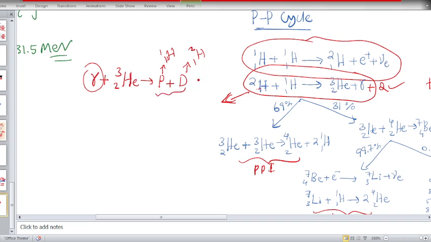You just have to calculate the difference in mass of this interaction and multiply that by 931.5 megaelectron volt, then you will get the energy required. So it is simple. It is just the opposite of this particular interaction in the PP cycle. So this kind of question may come.